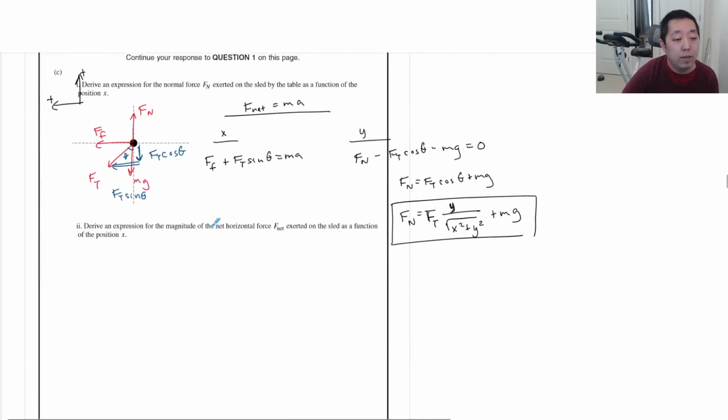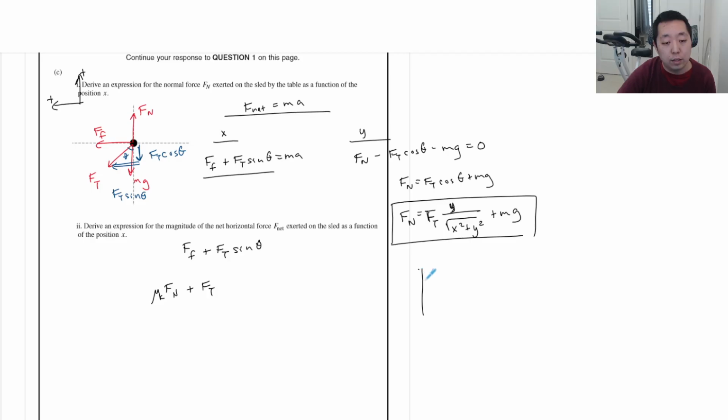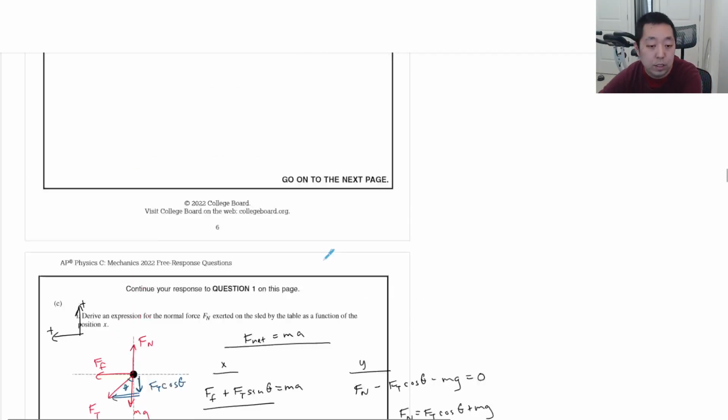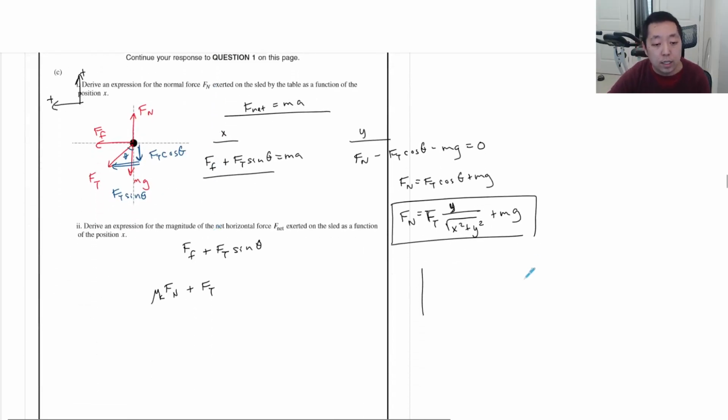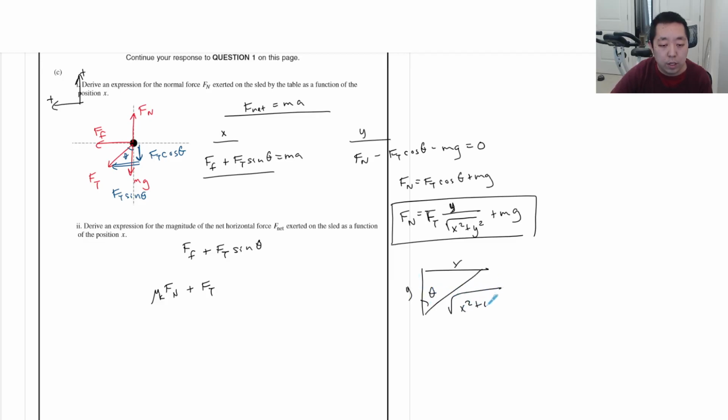Okay. Derive an expression for the net horizontal force. It is right here: force of friction plus Ft sine theta. The force of friction is mu Fn, mu k Fn. And then for Ft, I've got to do the sine theta, so let's redraw the triangle right here. Maybe I'll just get a picture of the triangle so you guys can see what I'm doing. Okay, it looks like this.